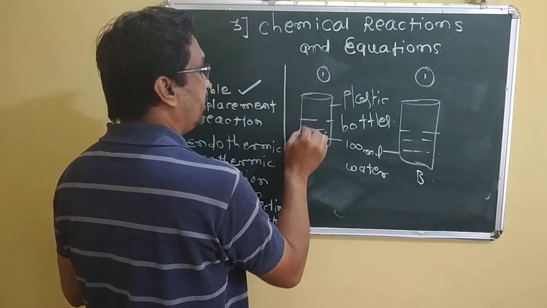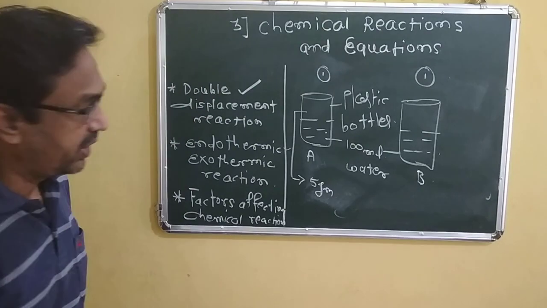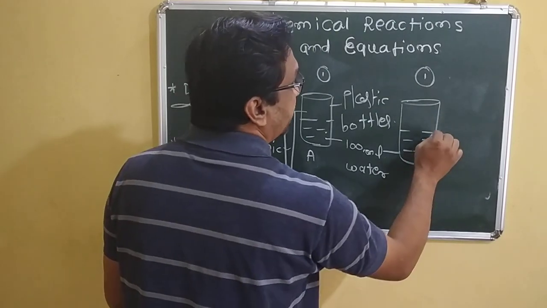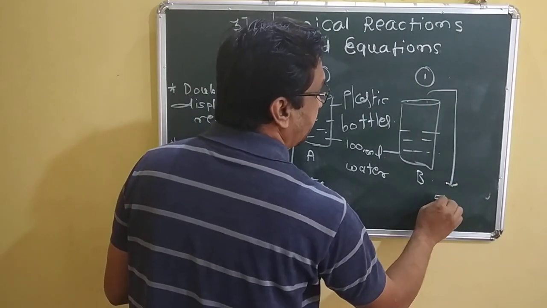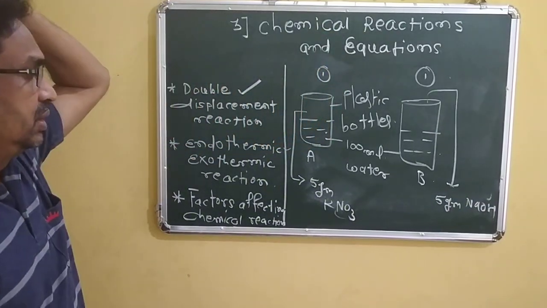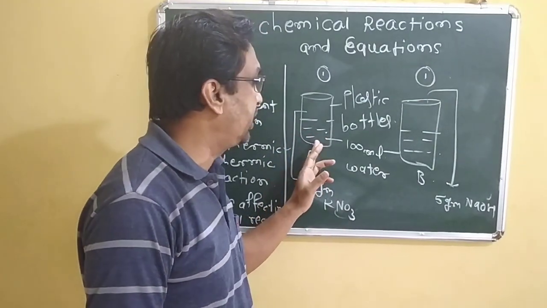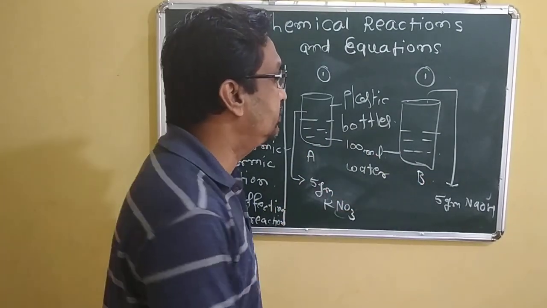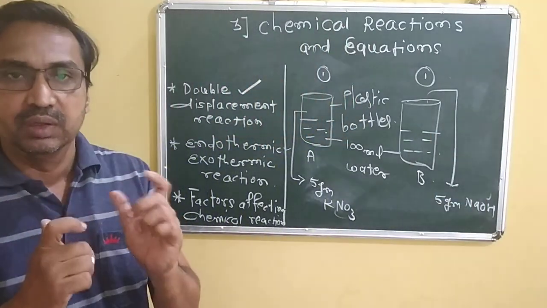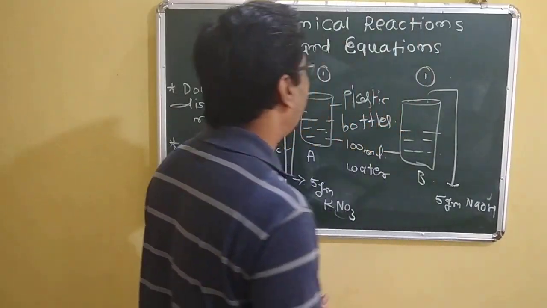What you have to add? In bottle A, we have to add 5 gram of KNO3, potassium nitrate, and in bottle B, we have to add 5 gram of sodium hydroxide, NaOH. Each bottle contains 100 ml of water. So the dissolution takes place.